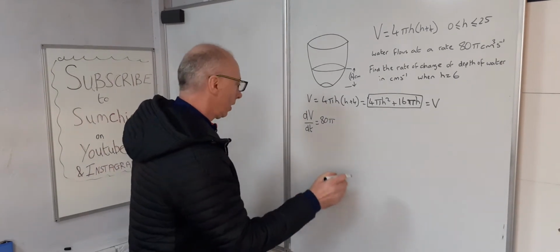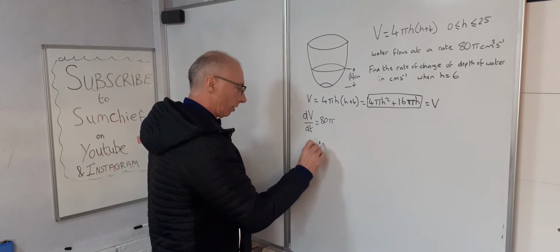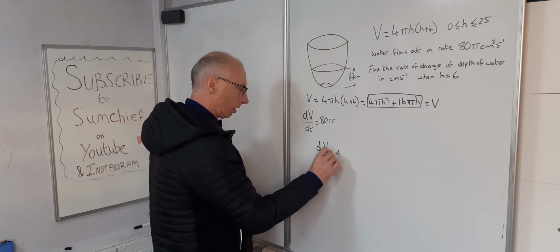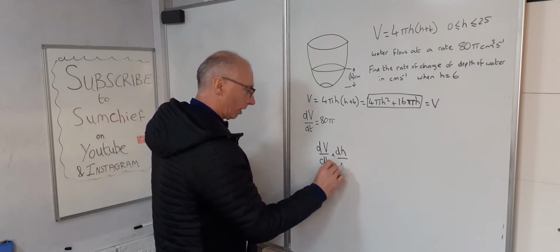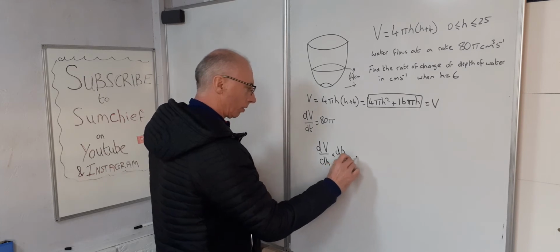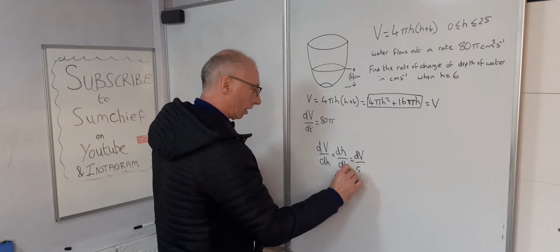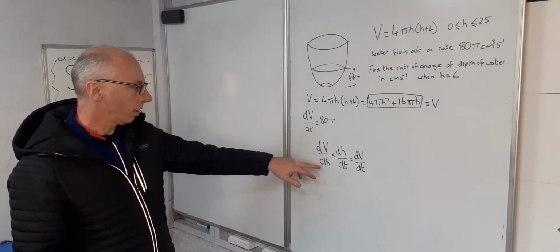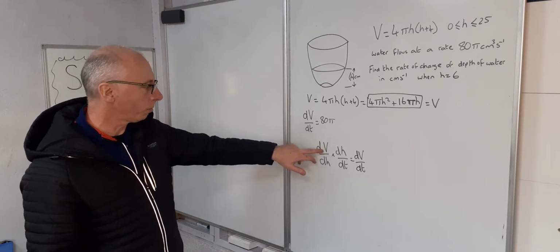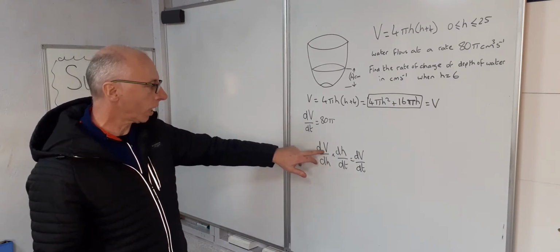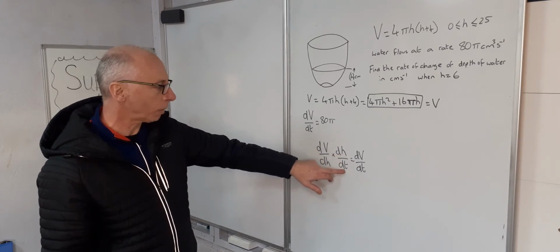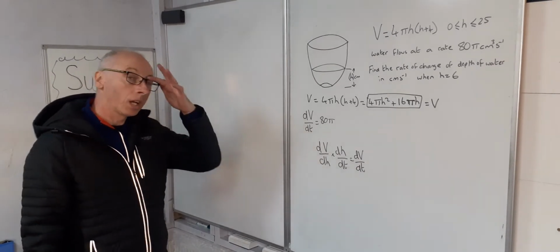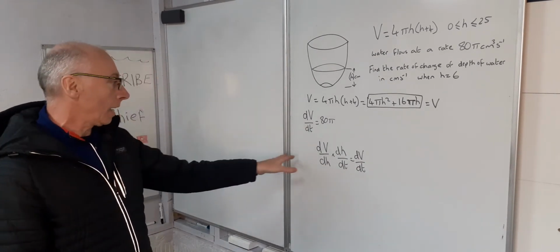So what we can say is that dV/dh times dh/dt equals dV/dt. Okay, so basically that means the flow of the water, so the volume with respect to height, the rate of change of that times the rate of change of the height with respect to time will give us a rate of change of the volume with respect to time. Okay, so how do we go about that?